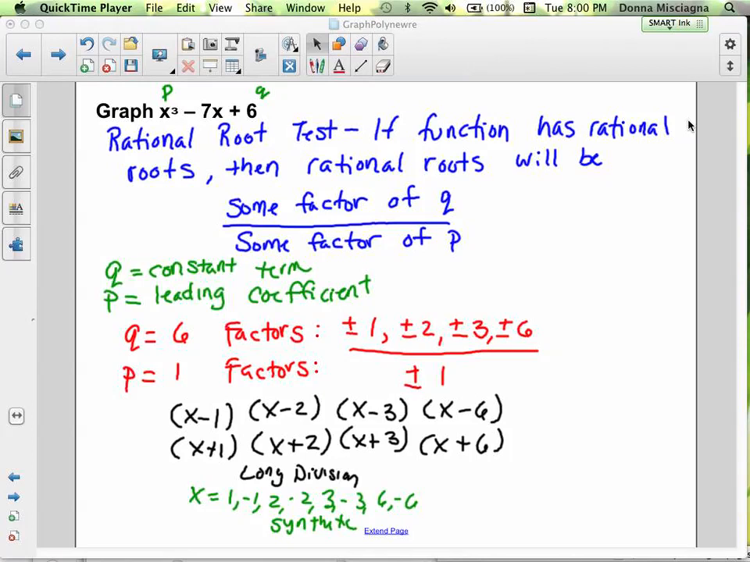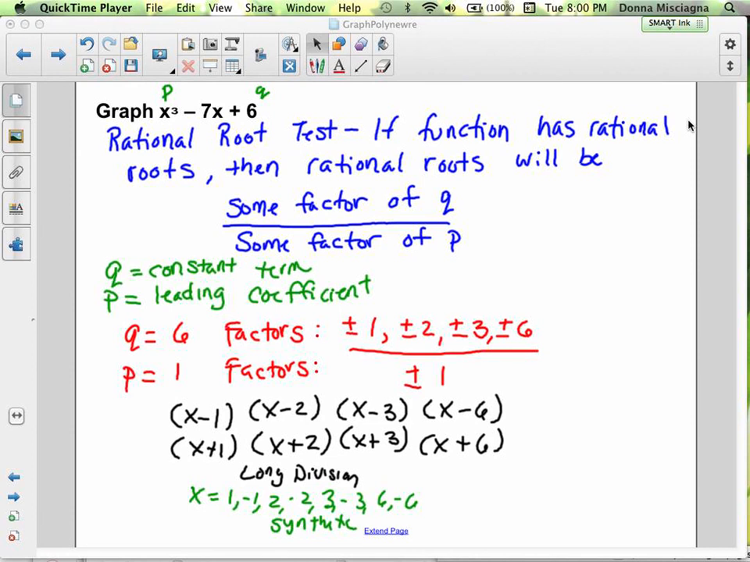Okay, this is the last one for this podcast. And we're at x cubed minus 7x plus 6. Notice that this one we could not factor out a greatest common factor. We can't even use factor by grouping because we only have 3 terms, and you can only use factor by grouping with 3 terms if it's a quadratic.